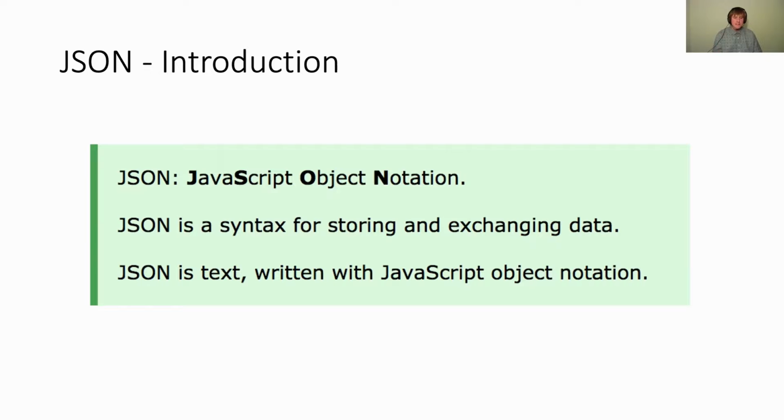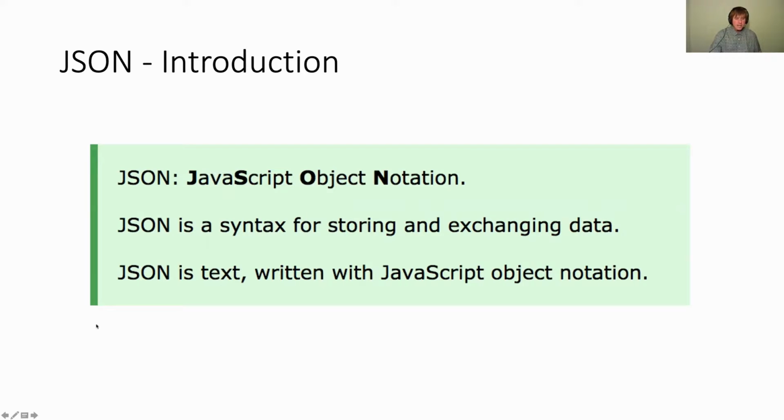JSON is a syntax for storing and exchanging data. Now, the key word there is syntax. A lot of people think, oh, JSON is a language. I'm using JSON to do this. I'm using JSON to do that. No, JSON is a syntax. Technically, it is not a language. It's actually a string when it's being transported.